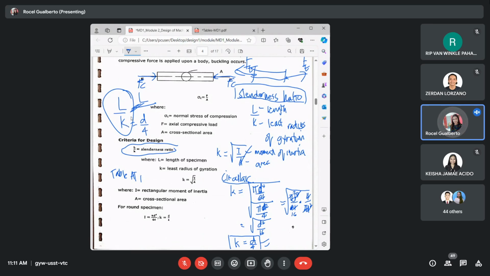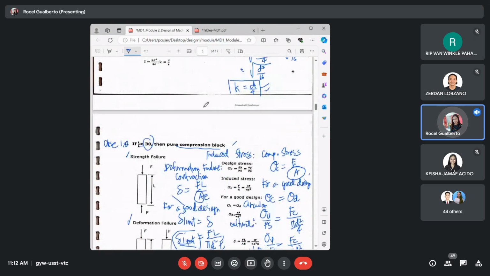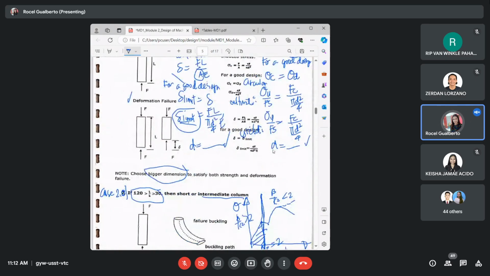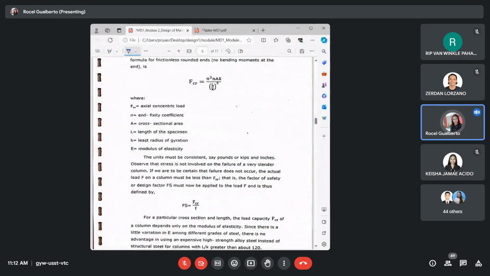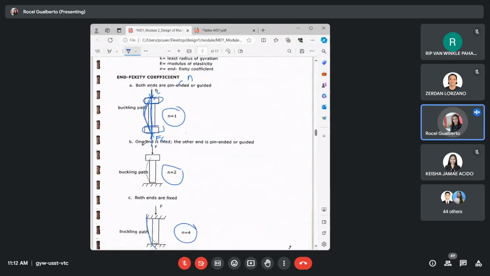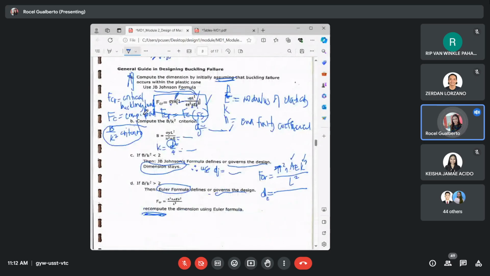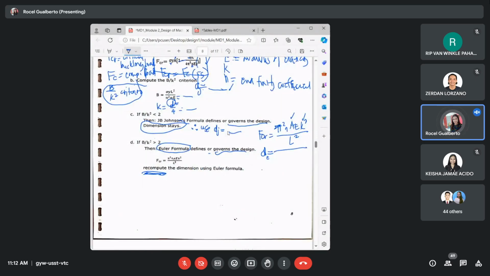You look at yung K, it is a function of the diameter. Pero ano po ba yung hinahanap natin? Ano ba yung dinidesign natin? We are looking for the diameter or we are looking for the dimension. Di ba yun din yung sinolve natin dito kanina? Yung diameter galing sa J.B. Johnson, diameter galing sa Euler. So, ibig sabihin, the diameter is unknown or the dimensions are unknown.